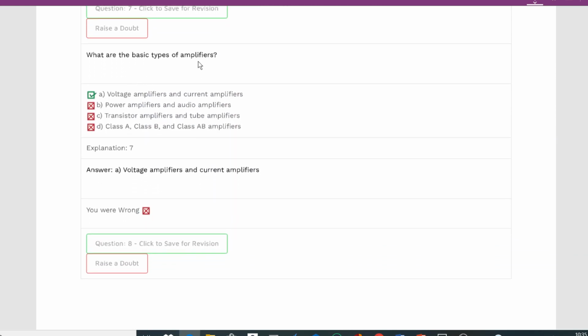Now what are the basic types of amplifiers? So we have the options: voltage amplifier and current amplifier, power amplifier and audio amplifier, transistor amplifier and tube amplifier, class A, class B, class AB amplifier. So here many students choose option D, but the correct option is option A. Voltage amplifier and current amplifier are the basic types of amplifier here.